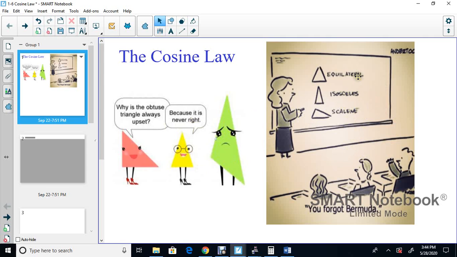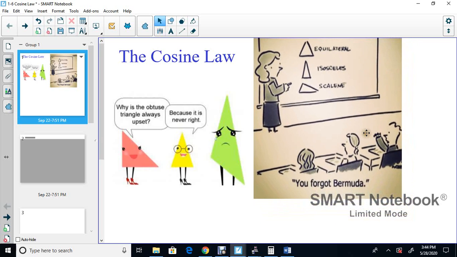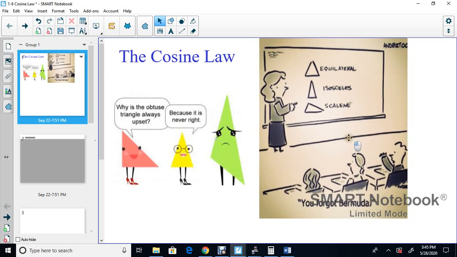Okay, let's look at this one here. Here's the teacher explaining an equilateral triangle. Then she's got an isosceles triangle, and finally she's got a scalene. Well, here's our little friend putting his hand up. Oh, you forgot to put the Bermuda Triangle up.